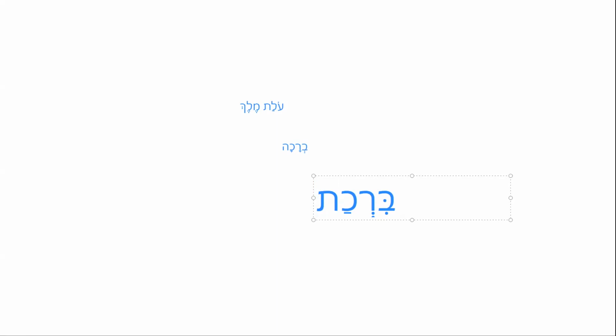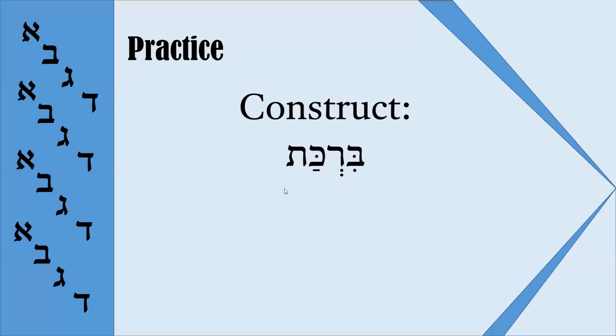Okay, can you see? Yes. Birkat, and we have dagesh lene in kaf, because it follows a consonant. That is why, when beracha is changed, the dagesh lene appears here. Birkat, and this is the blessing of.